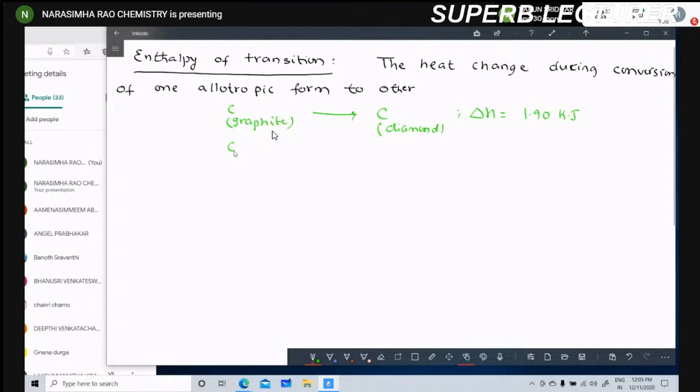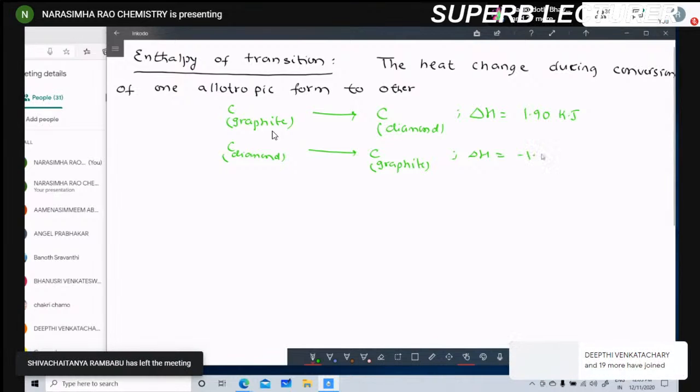C diamond converts to C graphite. For this reaction, tell me children, what is the delta H value? Minus 1.90 kilojoules.